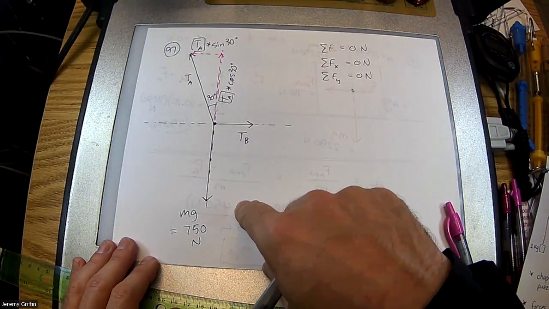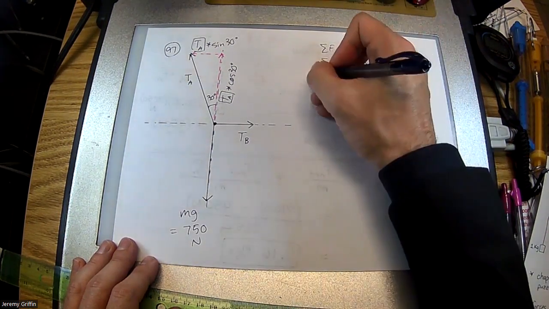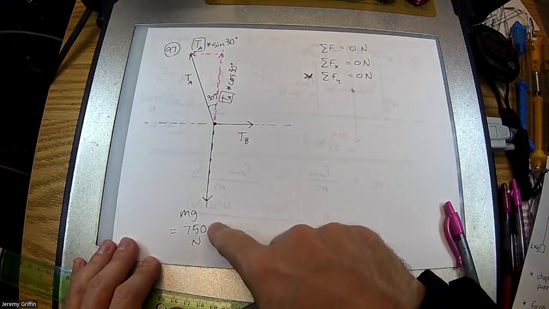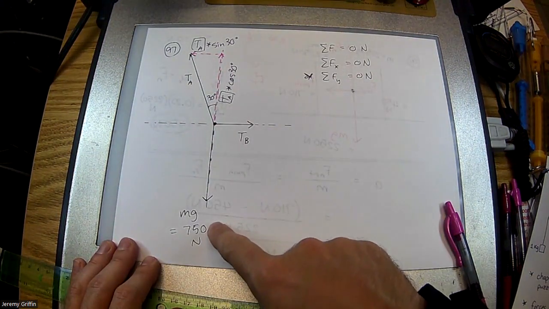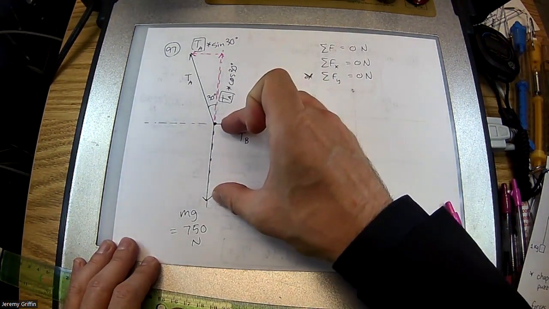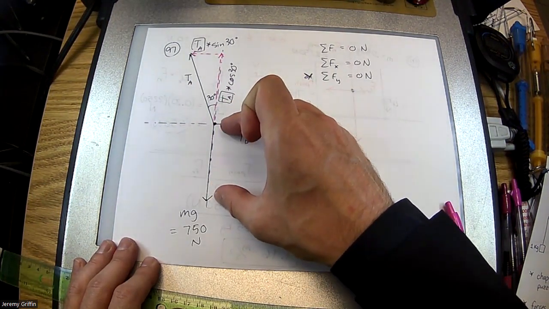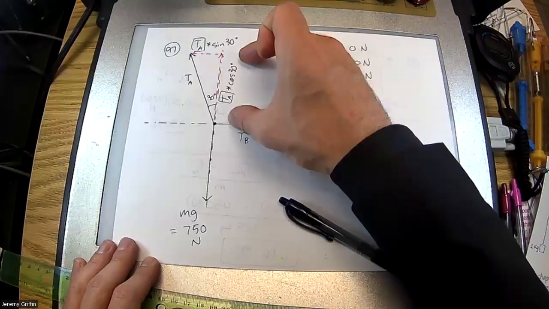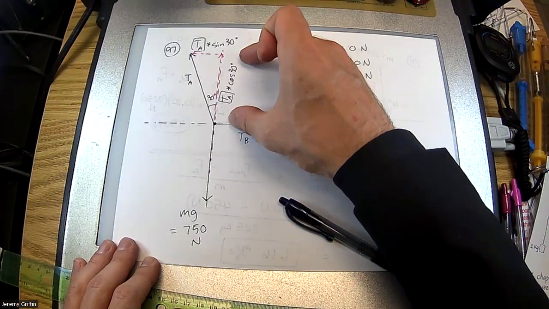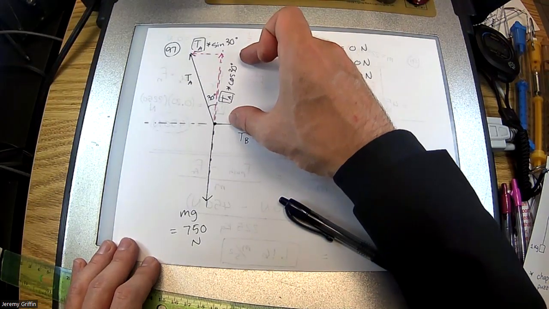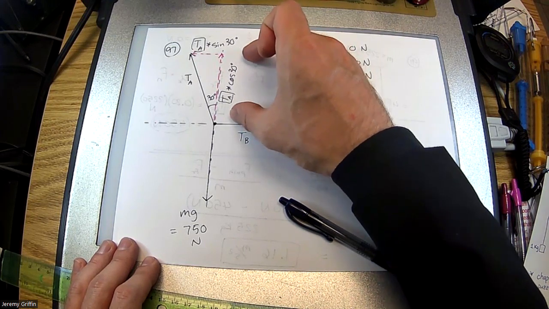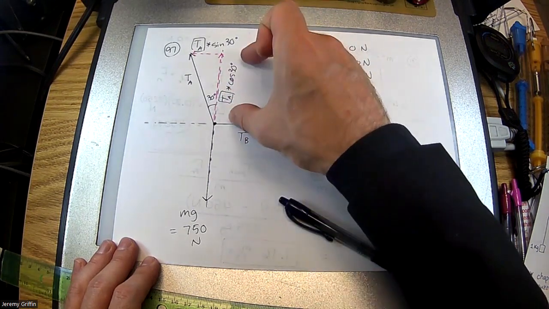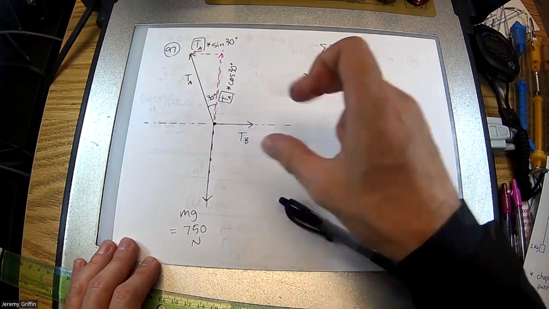So I'm going to start with the vertical information because we already know a vertical piece of information. We know that this weight is equal to 750 newtons. That weight pulling down is going to be exactly balanced by the upward component in tension A. Tension A is pulling up and to the left, but it's the only one pulling up at all, so the upward component has to be responsible for holding all of the weight.